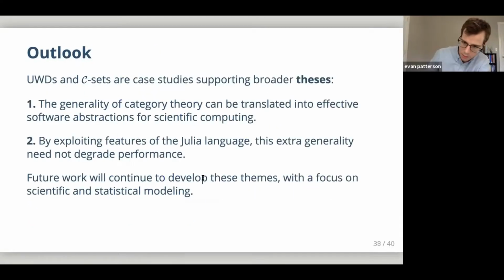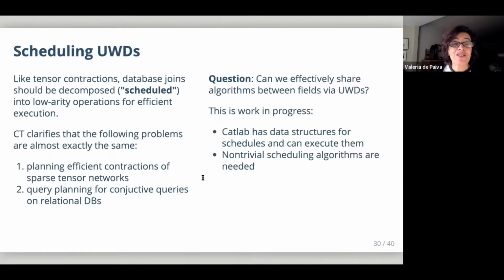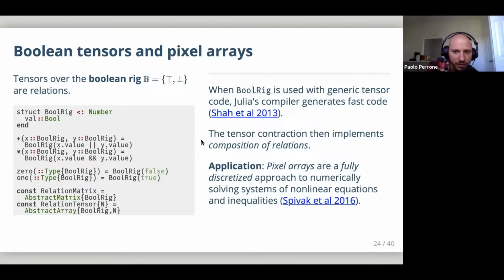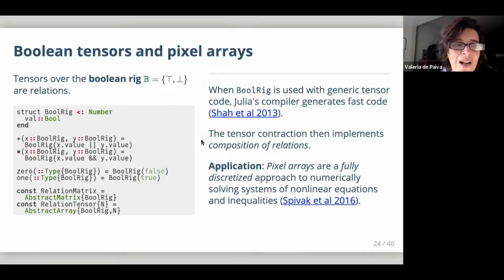Do you mind going back to slide 24? The question is about why, and I know you have tried to make this point before, and I'm just being a bit dense here, but why is the Julia language a better language to implement things like relations and tensors? Do you mind repeating?